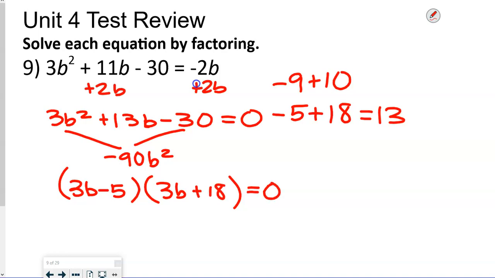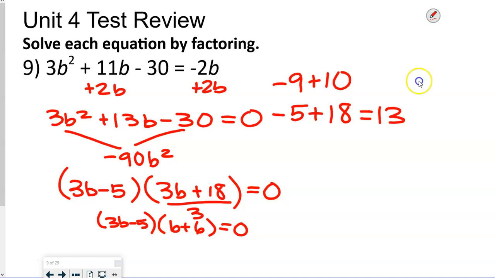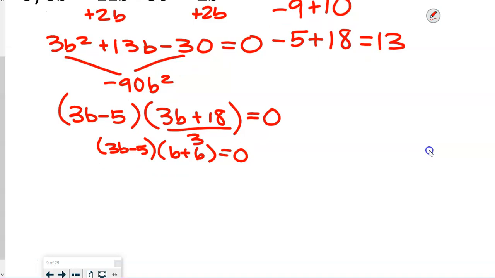So now remember, we can't simplify what's on the left, but on the right there's a GCF. So we're going to simplify this. This can be divided by 3, so this can be b plus 6. So our two factors are 3b minus 5 and b plus 6, okay? Now, to solve this, we have to set these factors equal to 0, okay? So that's what we're going to do next. We're going to set these factors equal to 0.